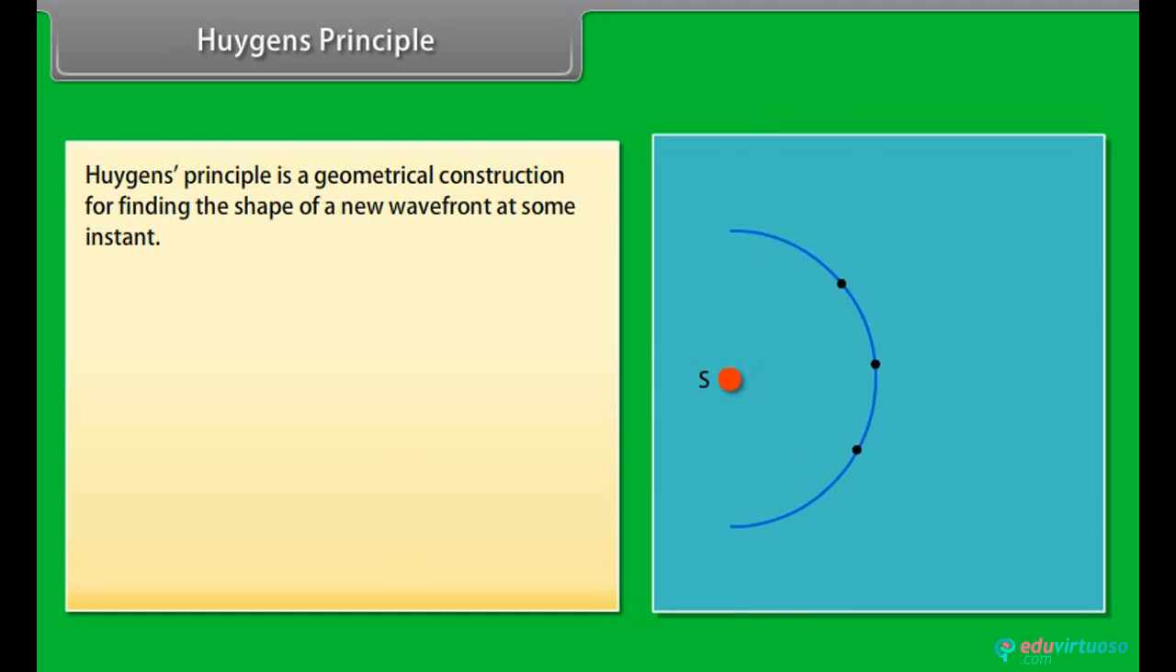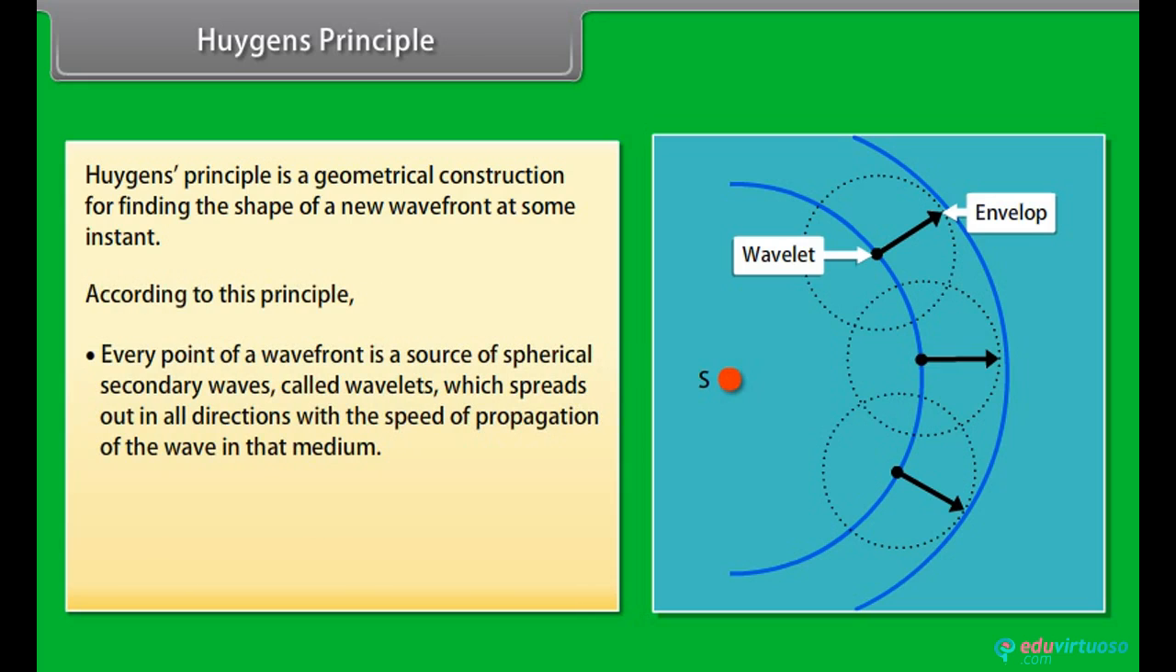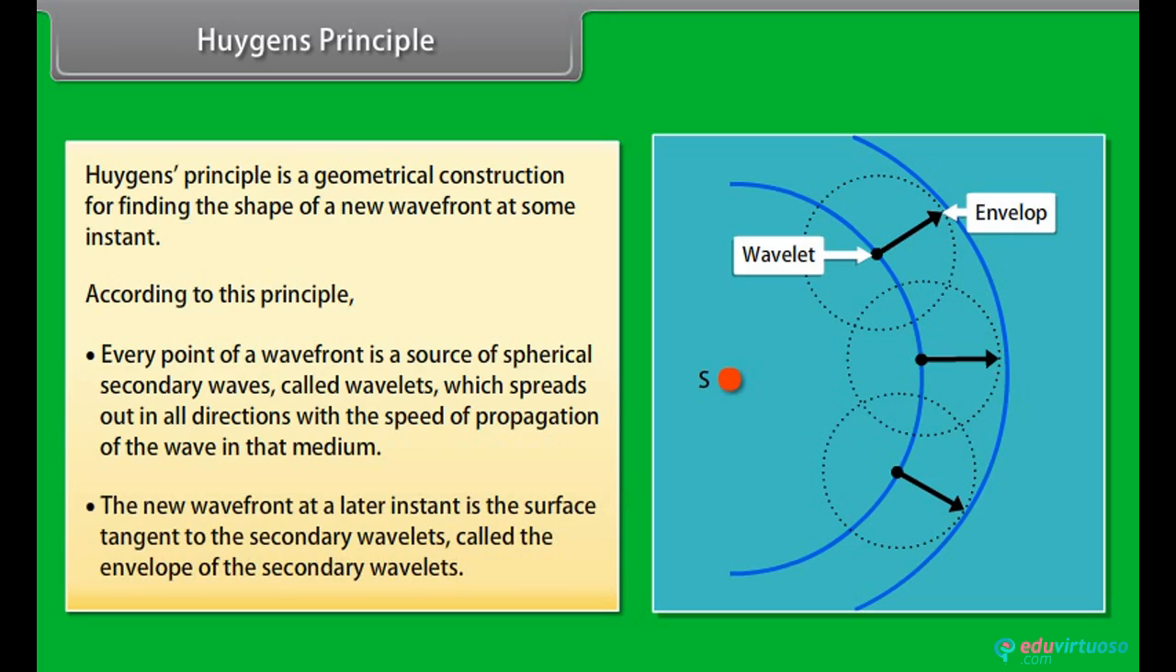Huygens principle. Huygens principle is a geometrical construction for finding the shape of a new wavefront at some instant. According to this principle, every point of a wavefront is a source of spherical secondary waves called wavelets, which spread out in all directions with the speed of propagation of the wave in that medium. The new wavefront at a later instant is the surface tangent to the secondary wavelets, called the envelope of the secondary wavelets.